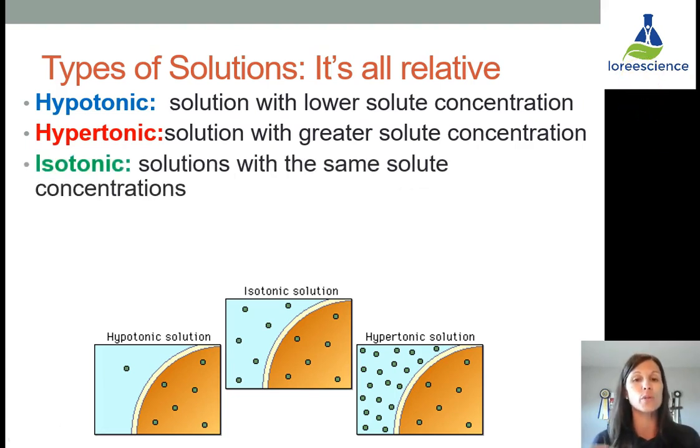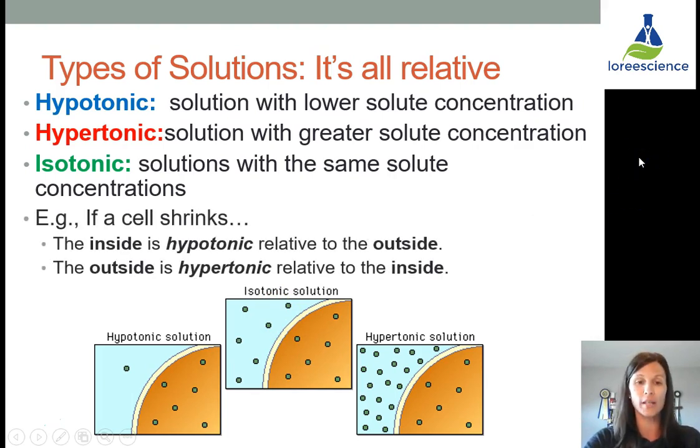Isotonic means that the two solutions have the same solute concentrations. So if we look at these examples here, this cell is hypertonic to the solution, and the solution is hypotonic to the cell. So it's always relative to what you're comparing to. Whatever has more solute is hypertonic. Whatever has less solute is hypotonic, and if they're the same, it's isotonic.